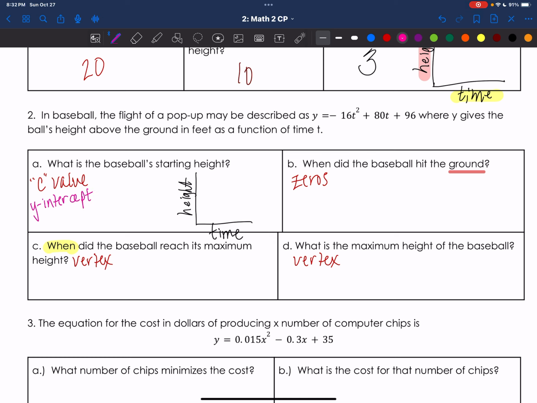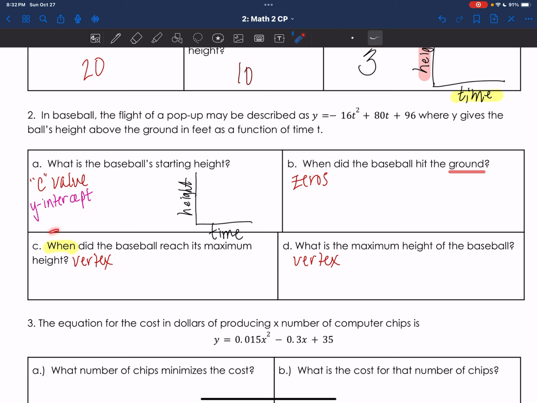So once you've got that, you enter in your equation. You're going to look for your y-intercept, and that's going to tell you where you're starting. And then it wants to know, when did the baseball hit the ground? Well, your ground is your zeros, but you may not be able to use all your zeros. You can only use the one that makes sense with this situation. So in your graph, we only use the one over here. We don't use the one from before.